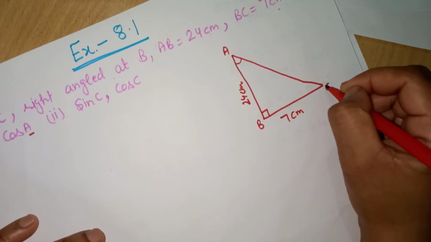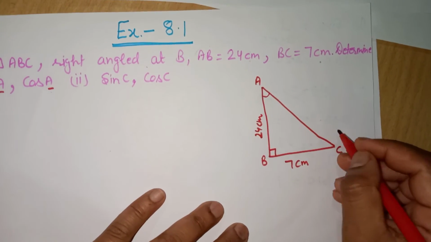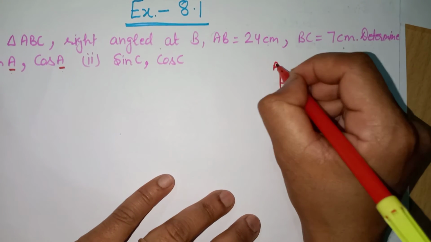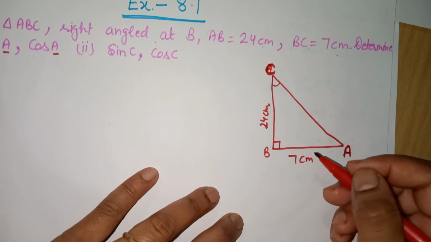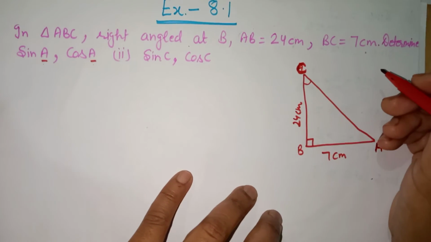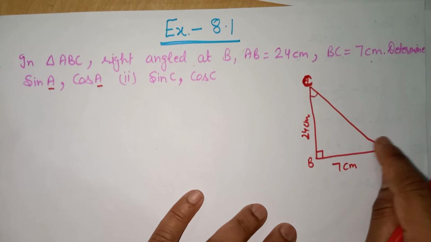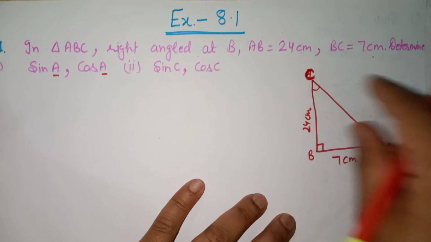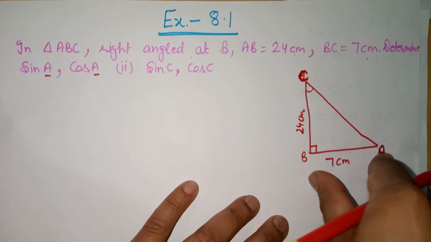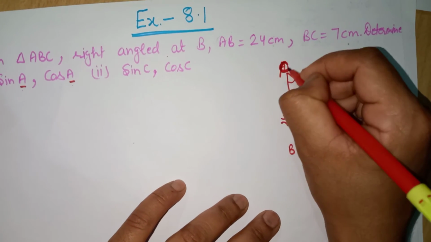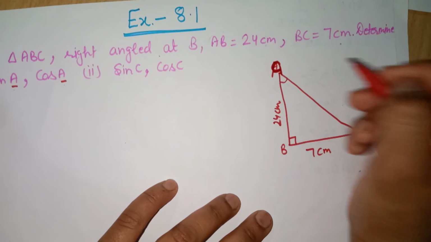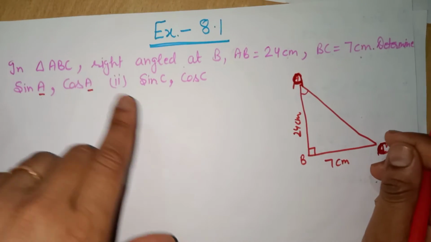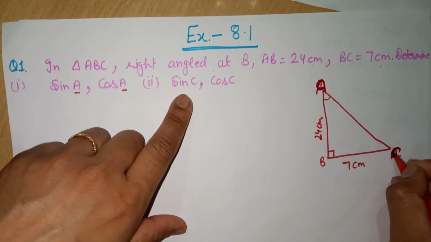And if you write A here, let's suppose I write A here and C here. Then the opposite side to angle A is BC, and this will be our perpendicular and this side will be base. So here we have taken the point A and here C. In this way you can rotate to find the different values of the trigonometric ratios.